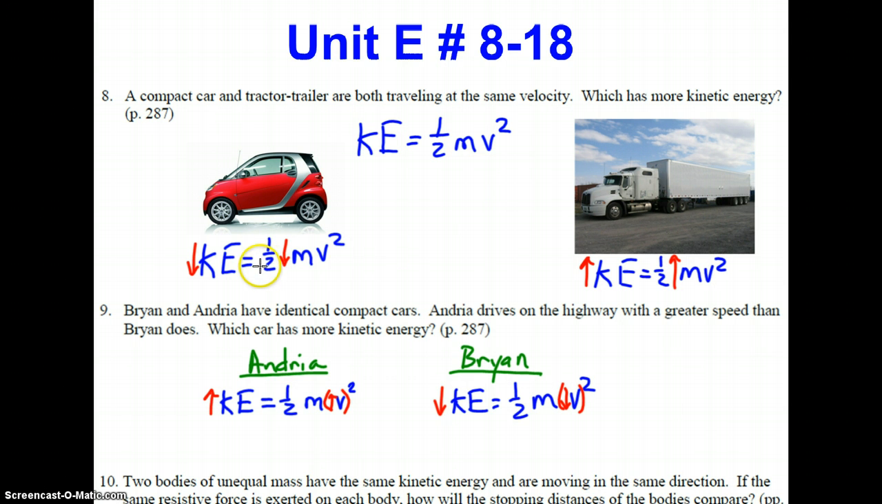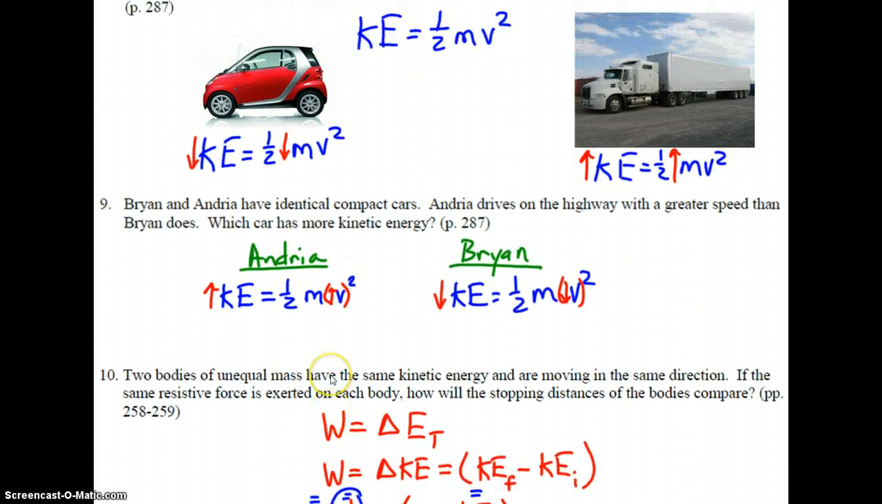So if we compare the compact car and the tractor trailer, both have the same velocity, but different mass. You can see that there's a directly proportional relationship between mass and kinetic energy in the equation. Therefore, the one with a greater mass, which would be the tractor trailer, has the greater kinetic energy. The compact car with a smaller mass has less kinetic energy.